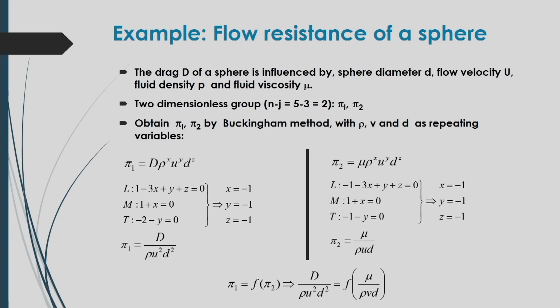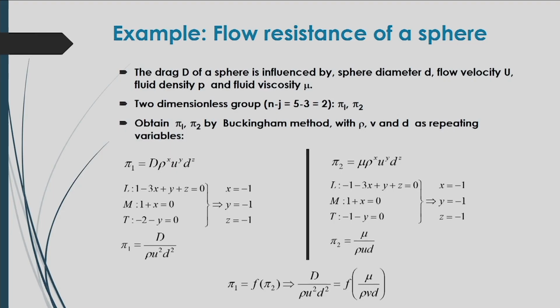In this case again you can use the Buckingham pi method. The drag D of a sphere is influenced by the sphere diameter d, flow velocity u, fluid density rho and fluid viscosity. Whenever a sphere is fixed in a certain position and a fluid is flowing over that spherical particle, you will see there will be some drag or resistance, or you can say frictional force, acting on the surface of the sphere from the fluid.